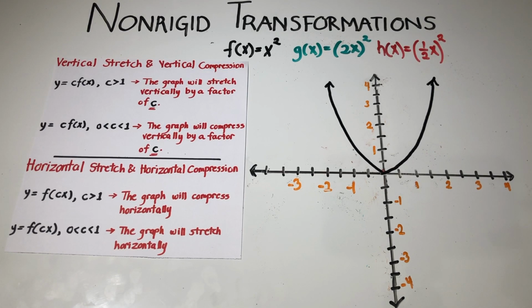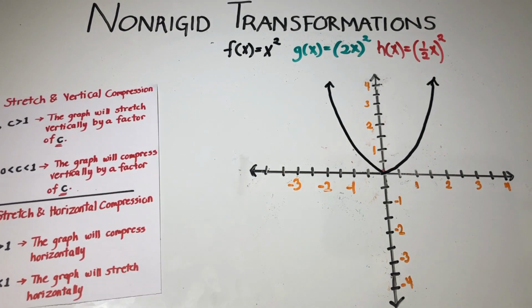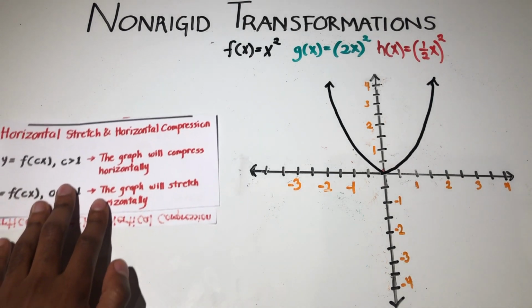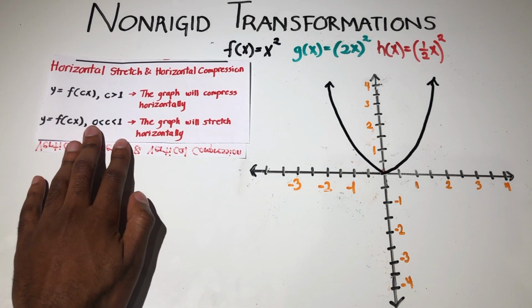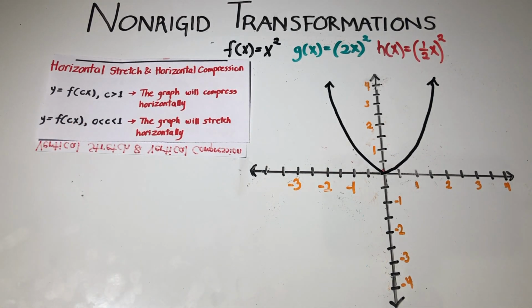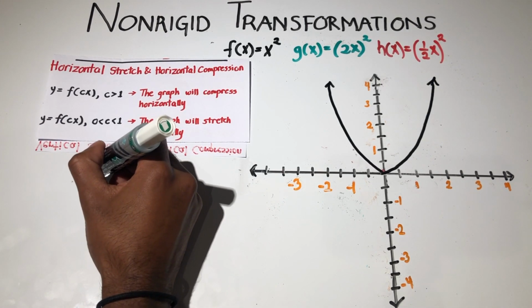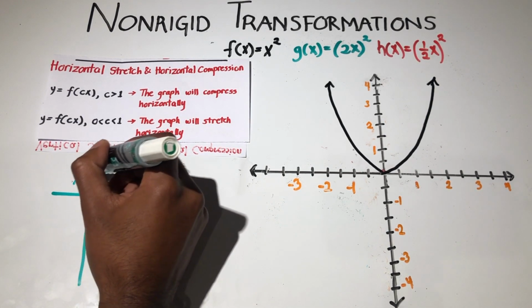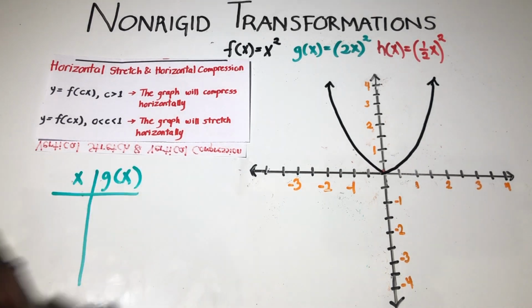And I'm going to need some space here to construct our table of values. So I'm going to go ahead and kind of fold this in half so that you can see what we're talking about here. Now if we begin by making our table of values, x and g of x.